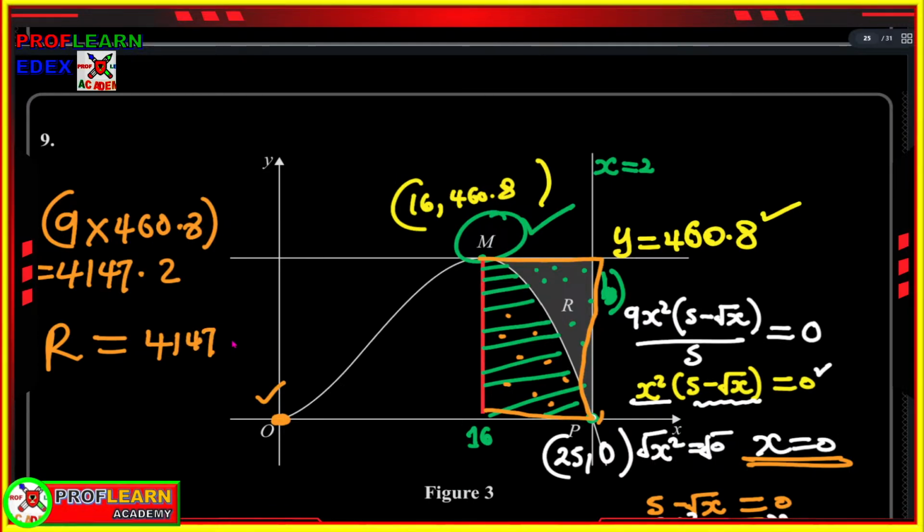4147.2 minus 1312.7. So if you work it out, you are going to get your answer as 2834.5.